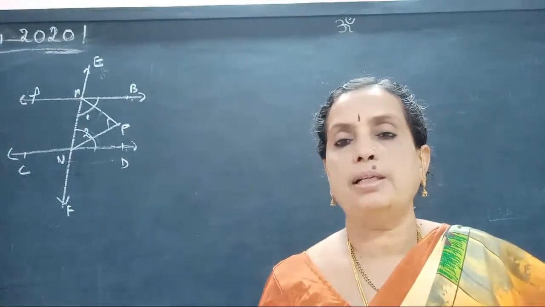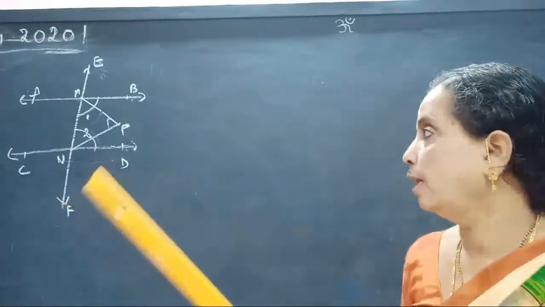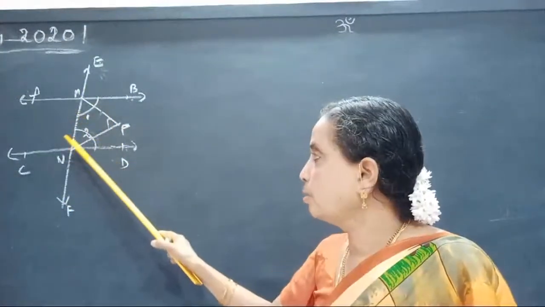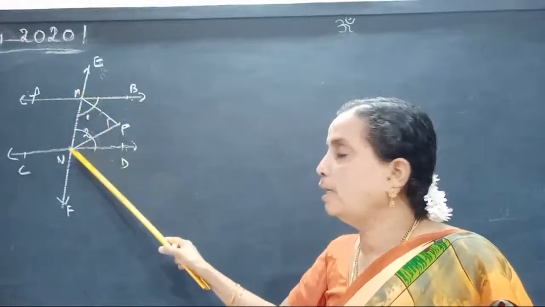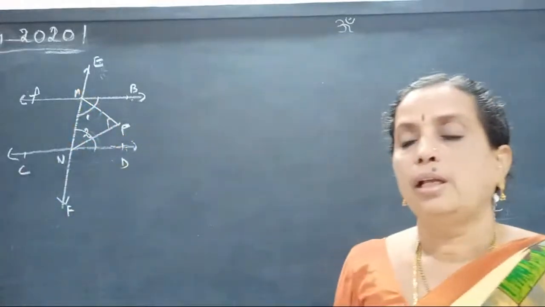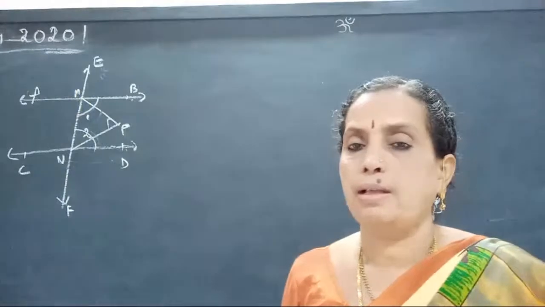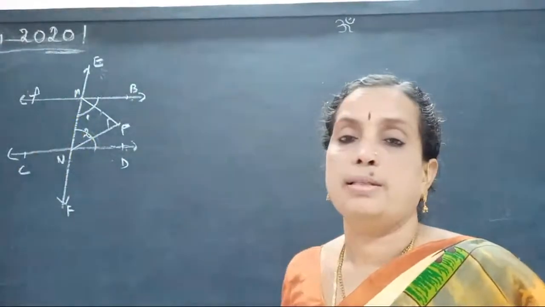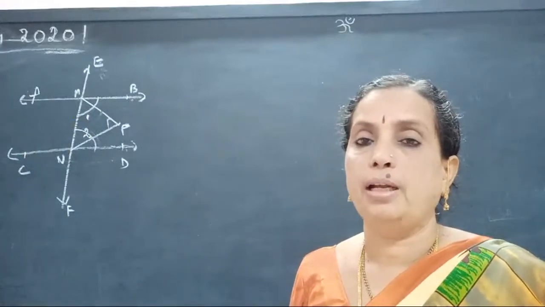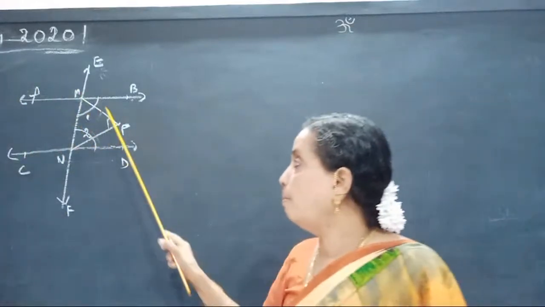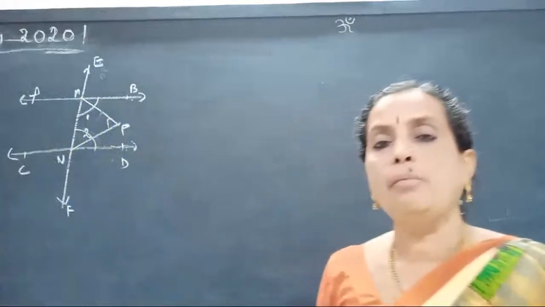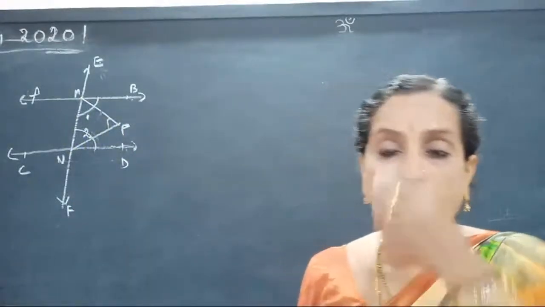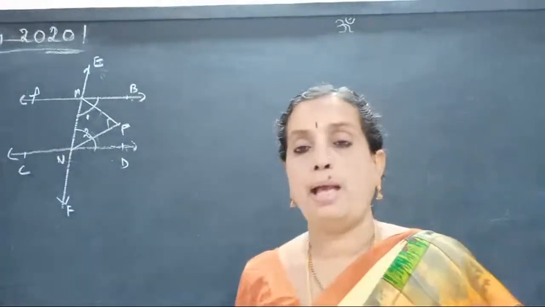Take it as a result. Again, consider triangle MPN: 1 plus 2 plus MPN equals 180 degrees, theorem 6.7. But we got the result 1 plus 2 as 90 degrees. Substituting that, you will get MPN equals 180 minus 90. It is 90 degrees. So this is one of the properties of parallel lines.